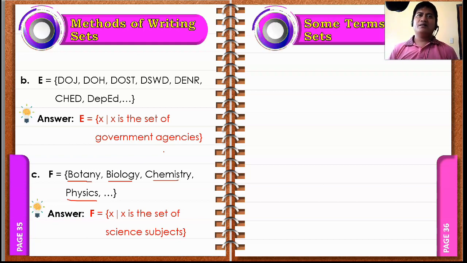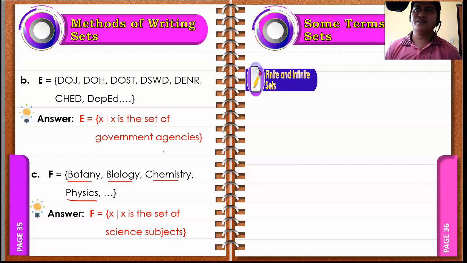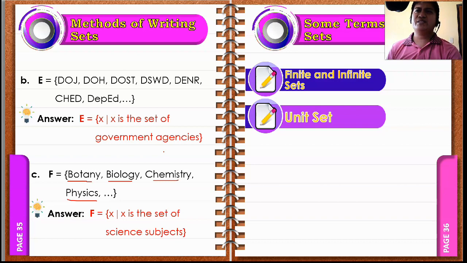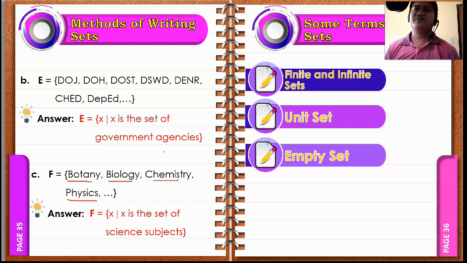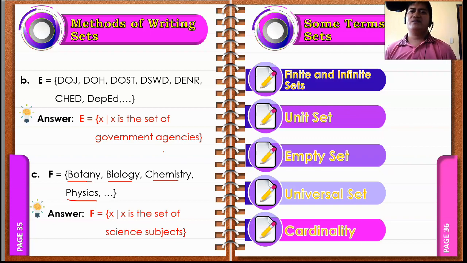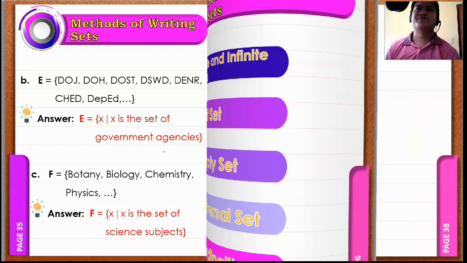Okay, so let's define some terms on sets. That is very important. So what are the different terms? In particular, we have the finite and the infinite sets. We have the unit set, the empty set, the universal set, and the cardinality. So those are five terms involving sets.